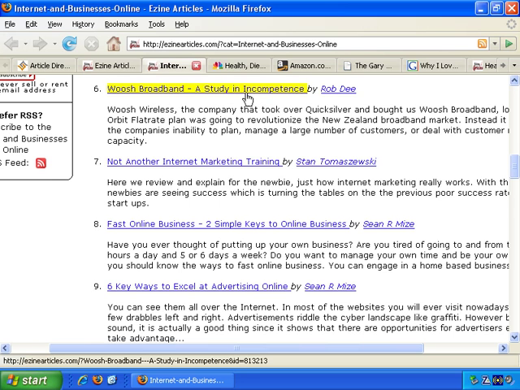Okay, this one reads more like a news headline, so that's an improvement. A study in incompetence. That makes people want to read this article because there's some controversy there. People like controversy. Maybe it's not a good idea to start with a company name because that's probably not going to be of interest to people who aren't using the company, so maybe you could start with a study in broadband incompetence, or perhaps My Story of Broadband Hell, for example.